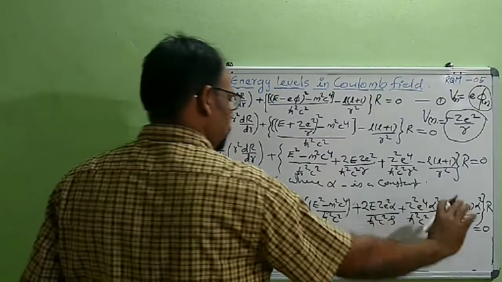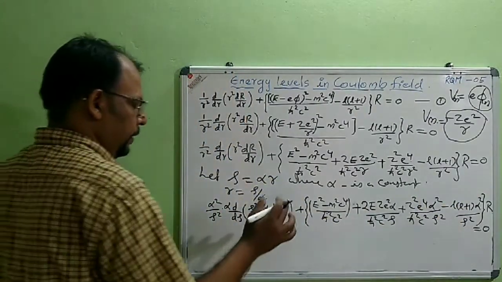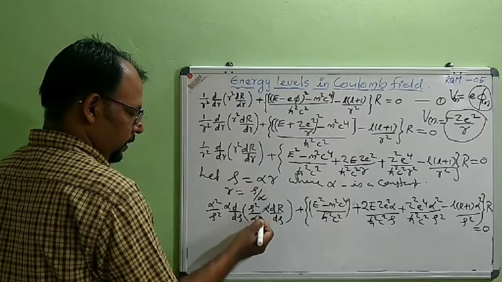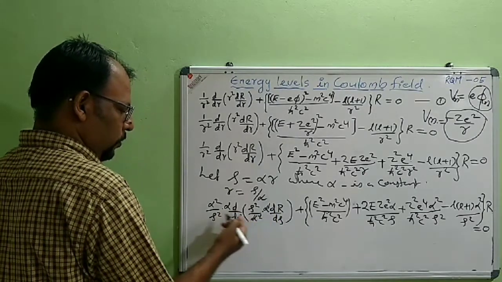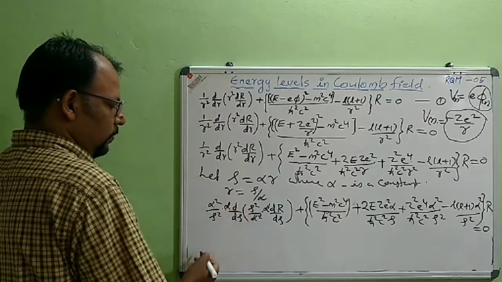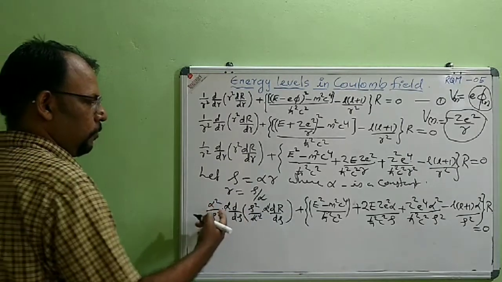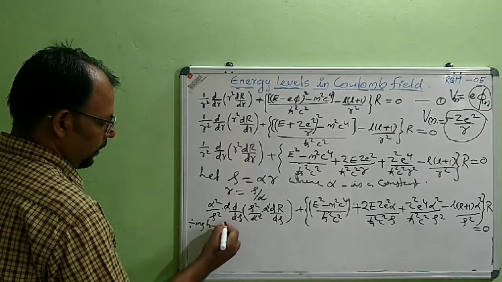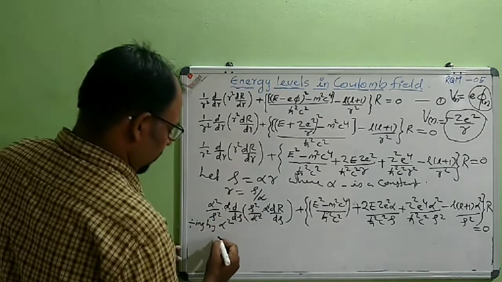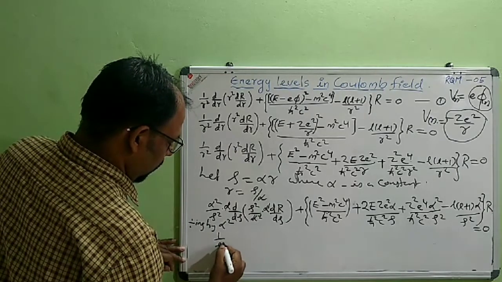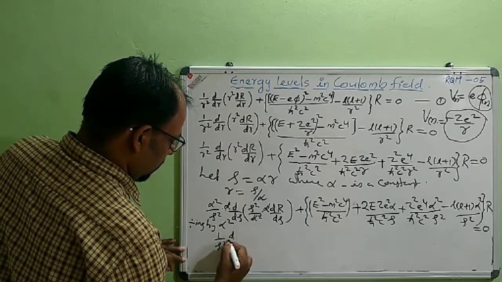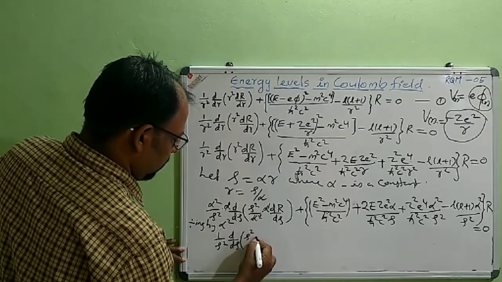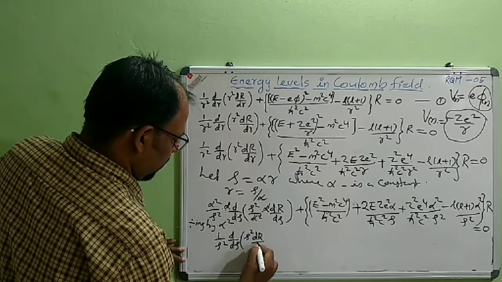Now I am dividing throughout by α². Dividing throughout by α², one α will get cancelled with this one. Alpha is a constant, so we can take it outside and cancel with this one. So here only α² will be there. And dividing throughout by α², this term will be 1/ρ² d/dρ (ρ² dR/dρ).